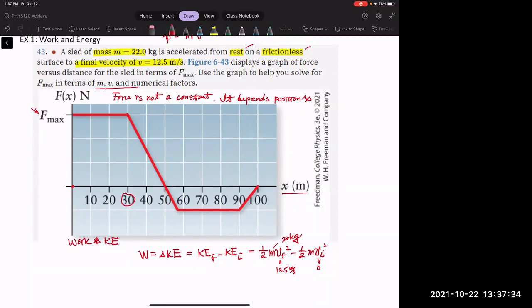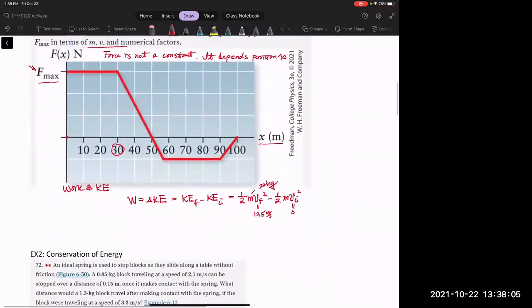So on the right-hand side, you can see I only have 1/2 m V_f squared, and all these are numerical numbers. So you can actually just use that to get the total work. But we are not interested in the work. We are actually interested in this F max in this graph. This carries an important concept about how we actually get work from a graph.